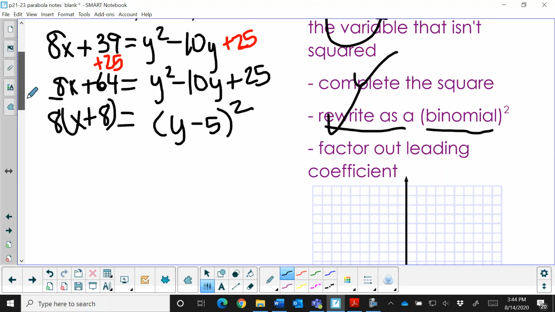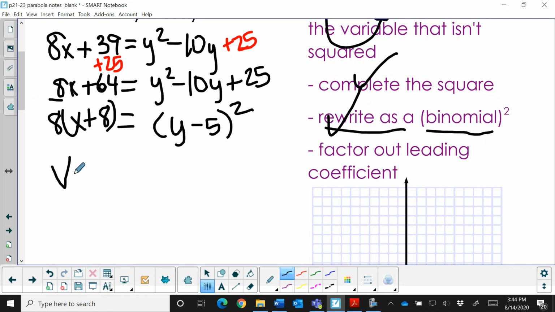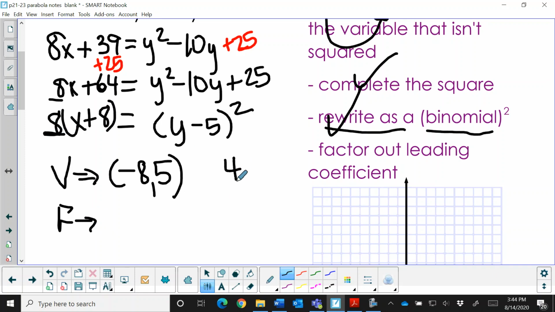So let's look for the vertex first. The vertex is always equal to the opposite sign. So look at the x portion, that's -8. The y portion, opposite of that, 5. Okay, the focus, we have to look at what our coefficient is. So 4p is equal to 8. So p is a positive 2.